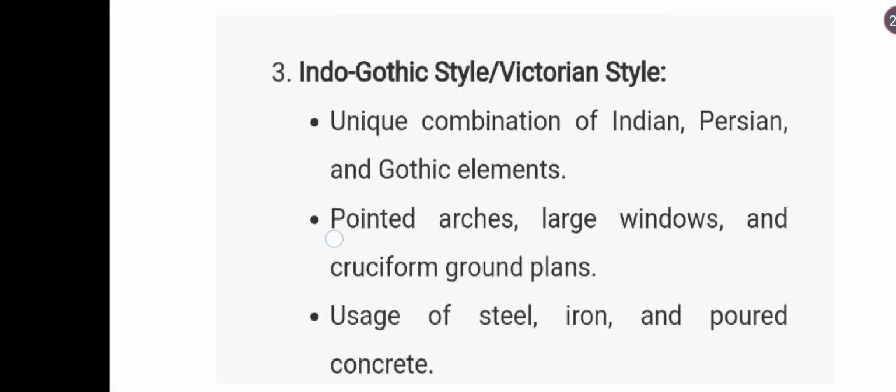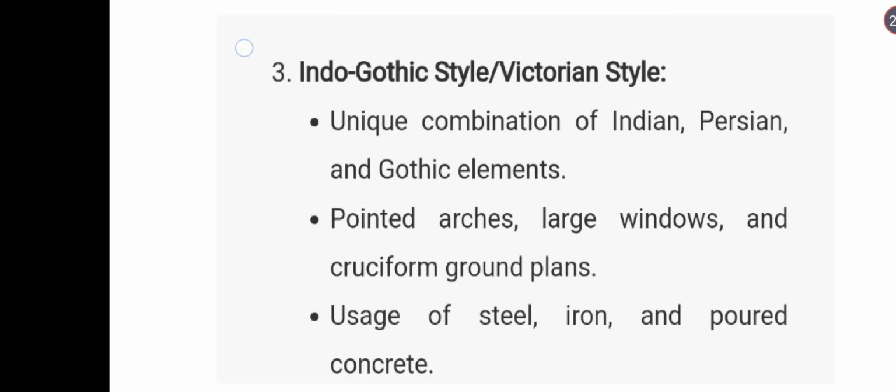It is called the Indo-Gothic style, and it used materials like steel and iron, depending on availability, and also large windows, window panes, and plants. It is again another specialty of the Indo-Gothic style.